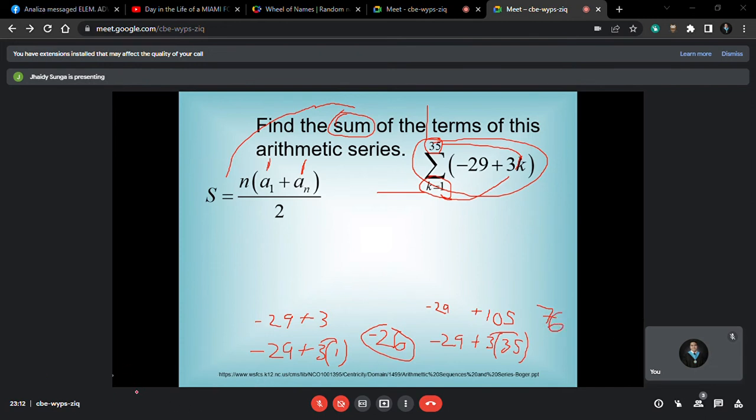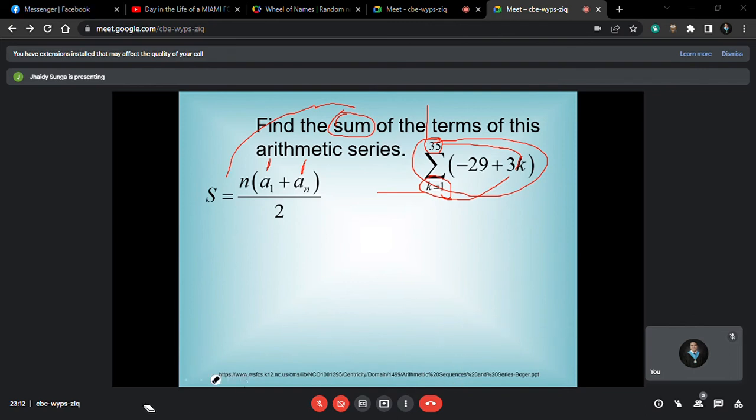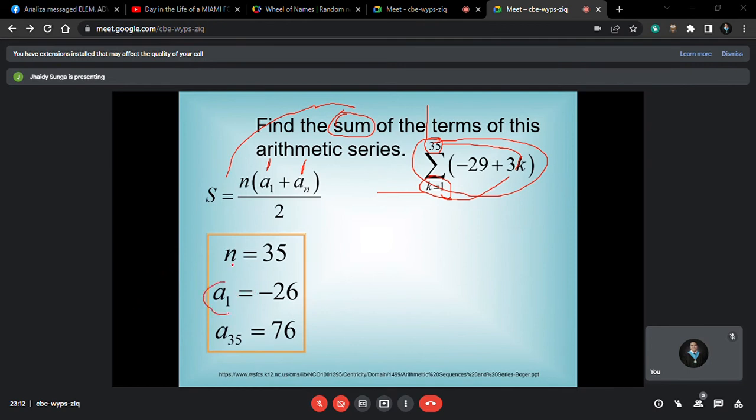So let us try to write that one because this will be the given for our summation. So negative 26 and 76. This is how you should deal with summation notation. We have the value of negative 26 for the first term, and the last term would be 76. Why is it a sub 35? Because it is the last term.